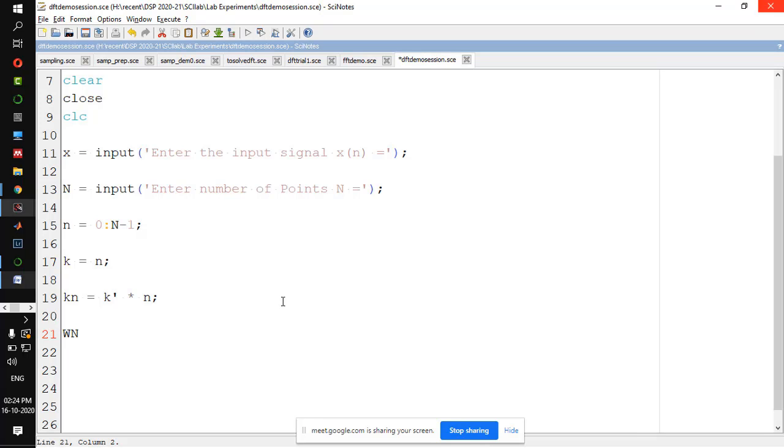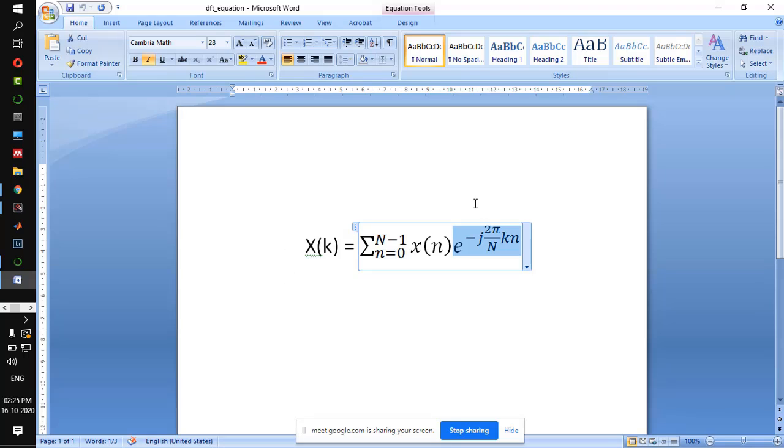So W_N, the twiddle factor, is equal to e to the power of minus i times 2 pi by capital N. One thing to note: it is e to the power minus i into 2 pi by N.